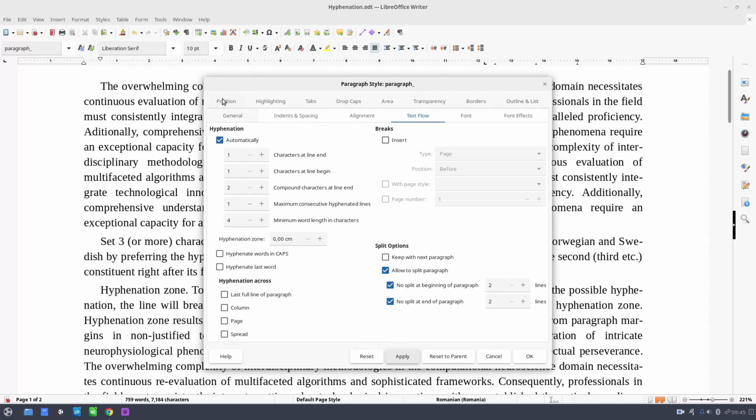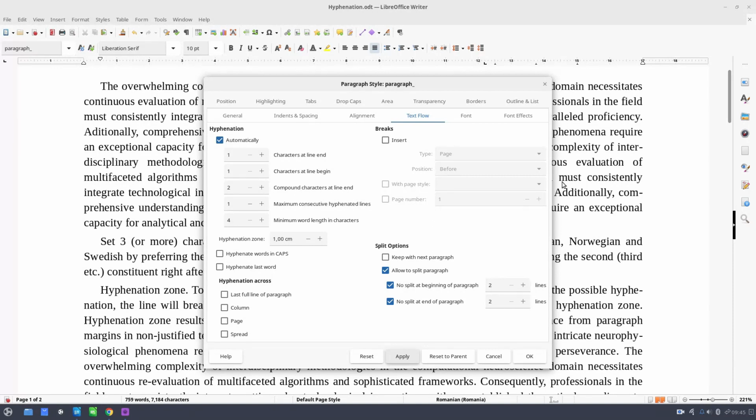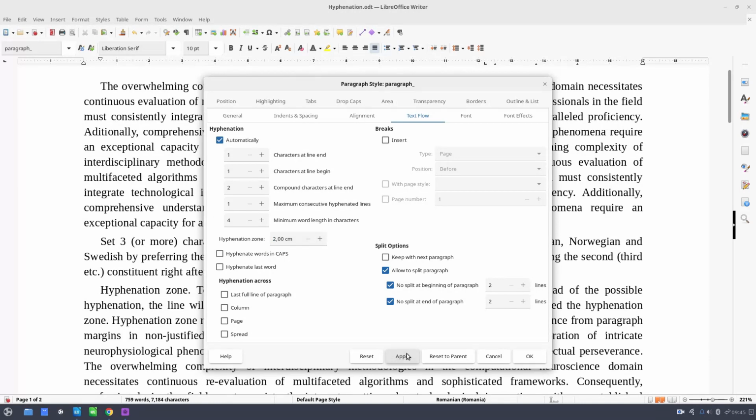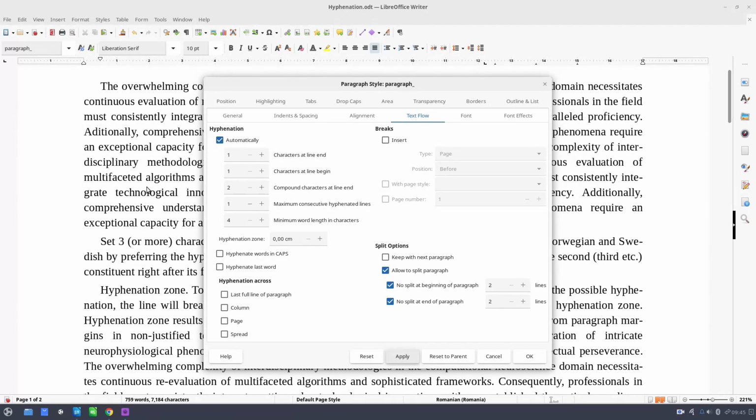Hyphenation zone means I don't want hyphenation until the space here is above the distance here. So let's increase to 1 centimeter. Let's apply. So you can see the space is increasing between words because I don't accept hyphenation until the zone is bigger than that. So let's increase. You see I have no word hyphenated and I have a lot of spaces between words. Let's increase more. Okay, you can see everywhere I have a lot of spaces there. So if it's minimum, I want small spaces between words. So you can play with that also.